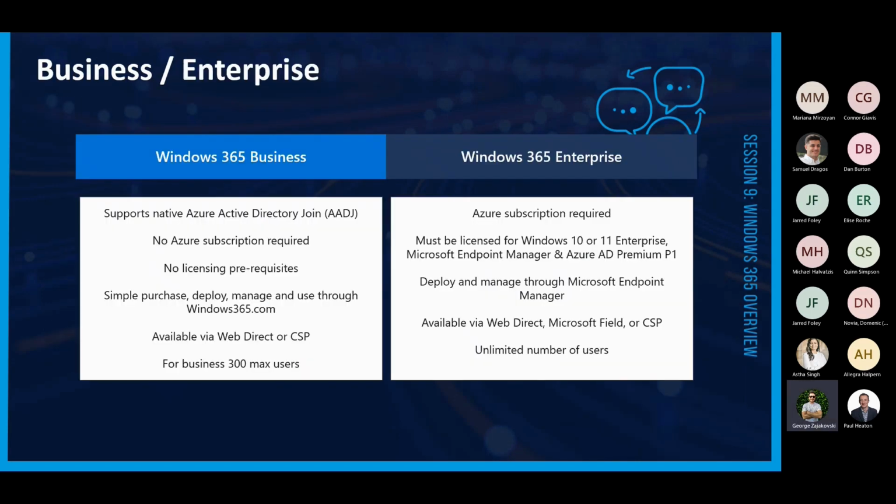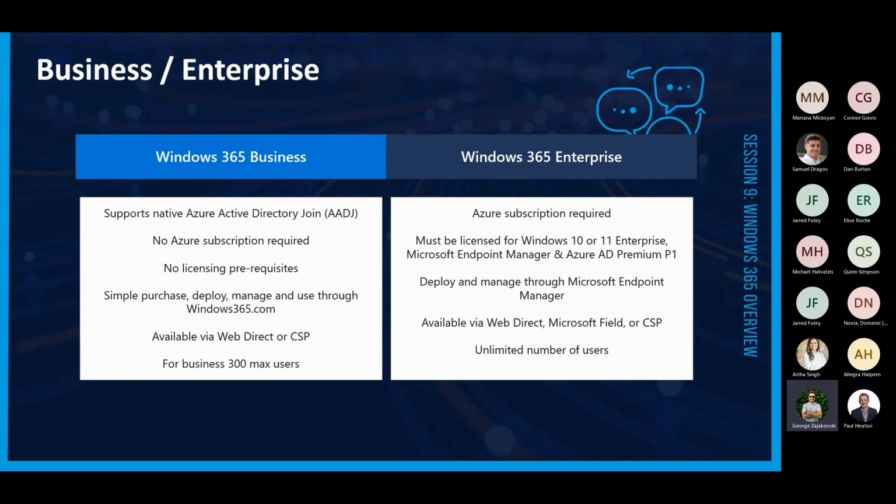Windows 365 comes in two flavors, Business and Enterprise. Business is typically for small to medium businesses, where up to 300 users, I guess, is a max where you can spin up 300 machines. But Enterprise is definitely for those large organizations who wish to have full control over the users' Cloud PCs.